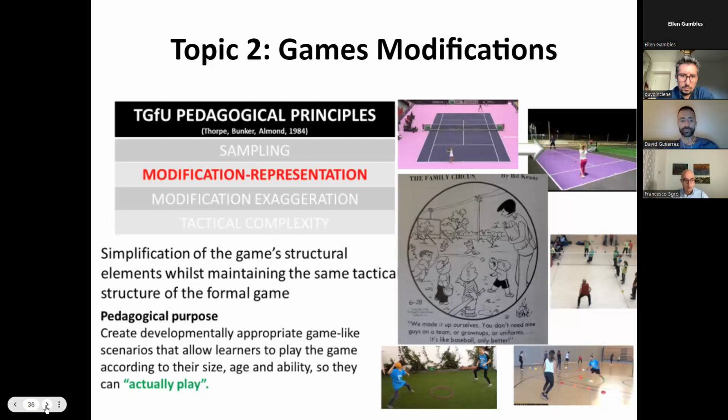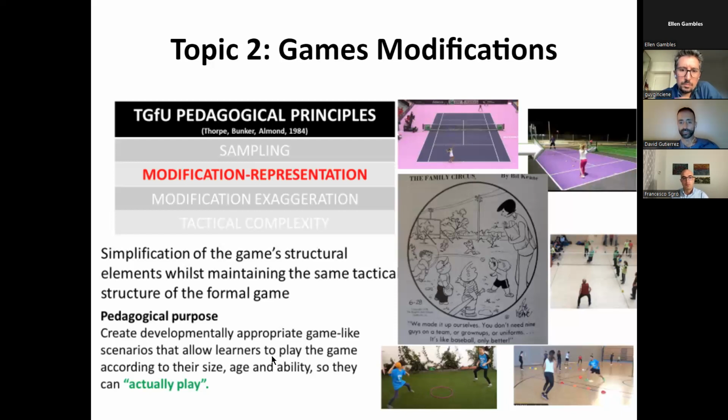So modification by representation is the simplification of games' structural elements while maintaining the same tactical structure. So the pedagogical purpose is to create a developmentally appropriate game-like scenario that allows learners to play the game according to their characteristics. So actually play. So it's different to be in the game than to play the game. And that's something really important to understand, to watch, and to analyze by the teacher and coach.